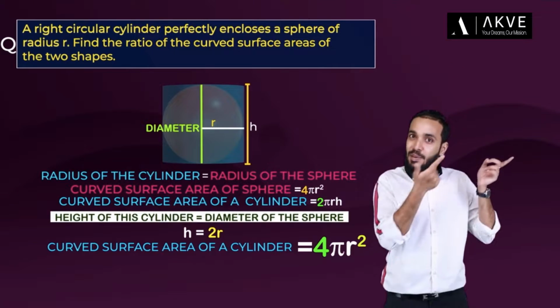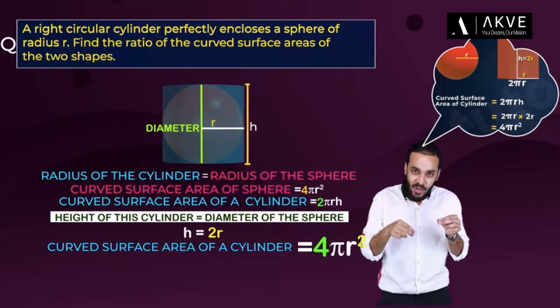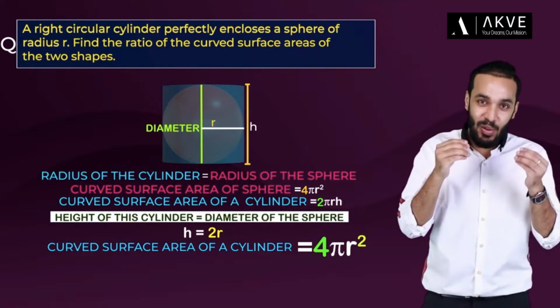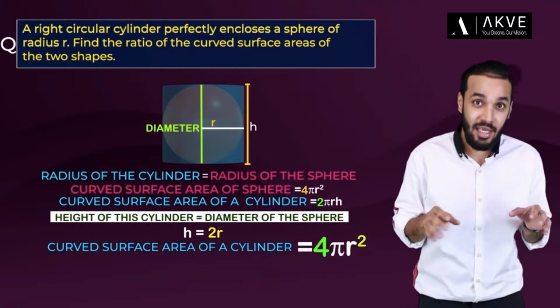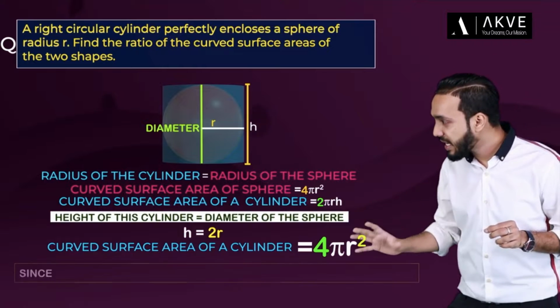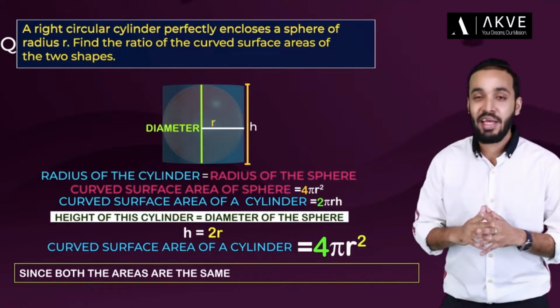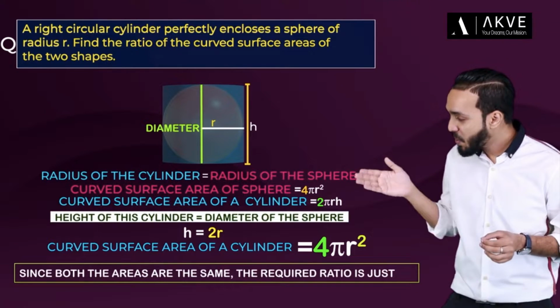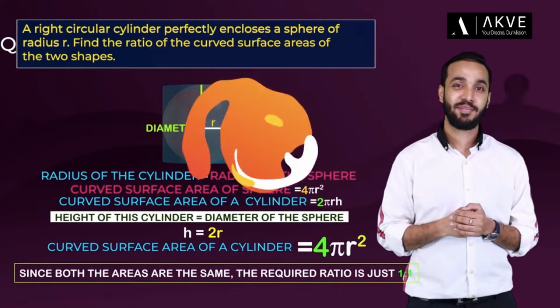We saw this in the previous video, remember? You should have been able to solve this almost instantly. But no worries, try to remember next time. For now, since both the curved surface areas are the same, the required ratio is just 1:1.